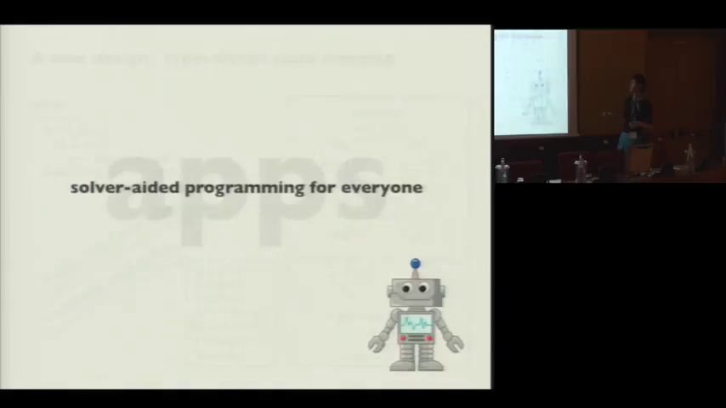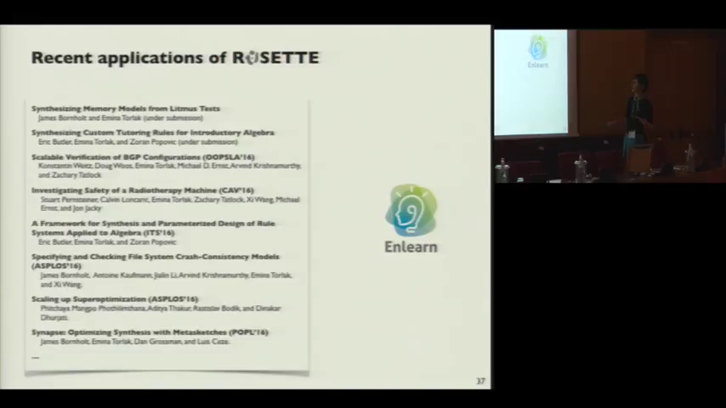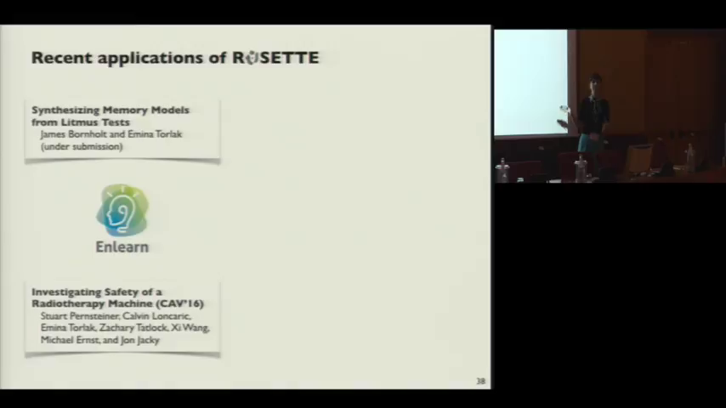So let me take the last few minutes to tell you very briefly about some of the recent applications of Rosette. So here are the ones published or submitted in 2016. There are more. It's been released since 2014. I will zoom in on three of them, which show a range of things that you can do with this approach and with this technology. The bottom one deals with safety critical systems. The one in the middle is something about education, and the one on top is, as I promised, going back to memory models. So let's start with the one at the bottom.